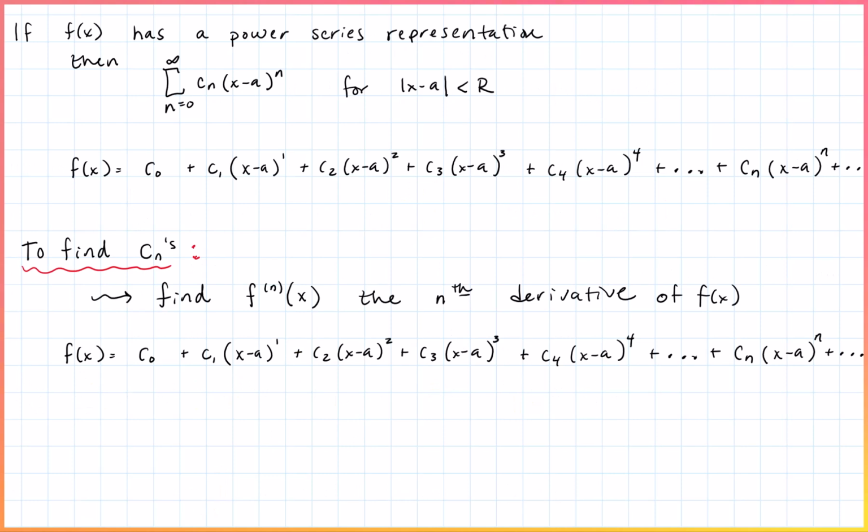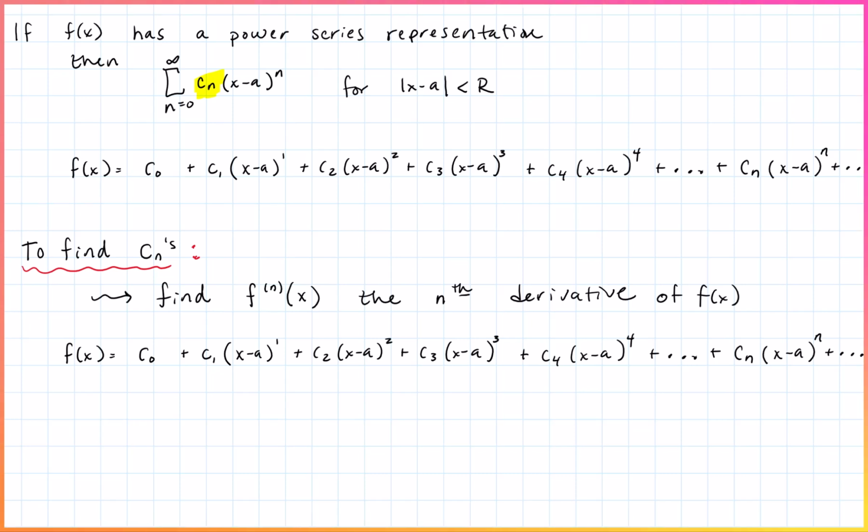Okay, so to get us started, I rewrote what I had typed out on the first screen. If f of x has a power series representation, then we have a power series that looks like this: the sum of c sub n times x minus a to the nth from n equals 0 to infinity. And we could say the function is going to be equal to that expansion of the terms. So if I want to find a way to represent those c sub n's, those coefficients, let's start by just taking the derivative of f of x.